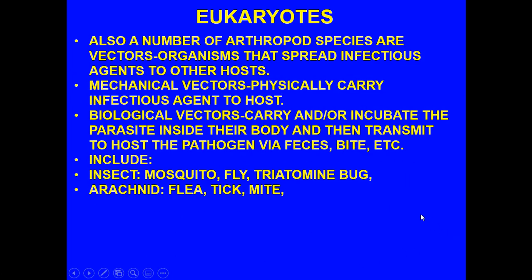Another part of the animal species are the arthropod species, because instead of them being a parasite themselves, they are vectors, that is, organisms that spread infectious agents to other hosts. There are two types of vectors. Mechanical vectors are ones that physically carry the infectious agent to the host. Example, a fly. They can fly from one site to the other, and on their feet may carry various types of bacteria. Okay.